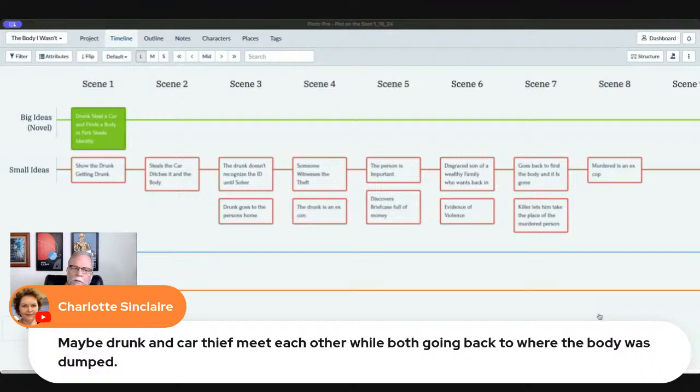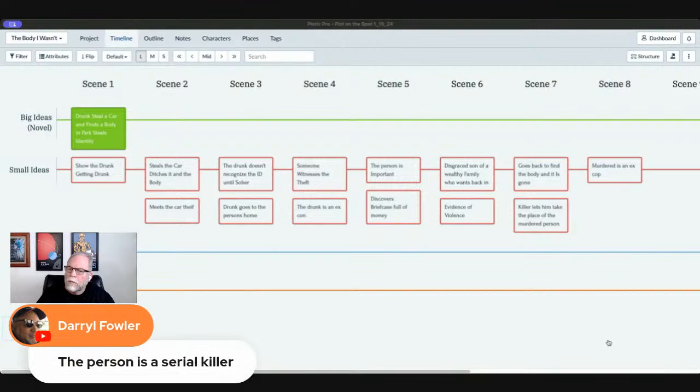Let's see. Drunk and car thief meet each other while both going back to where the body was dumped. So he meets the car thief. That'd be an interesting twist as well. We're going to say meets the car thief. Okay. All right. The person is a serial killer. Okay. That's interesting as well. Maybe the murdered person is a serial killer.